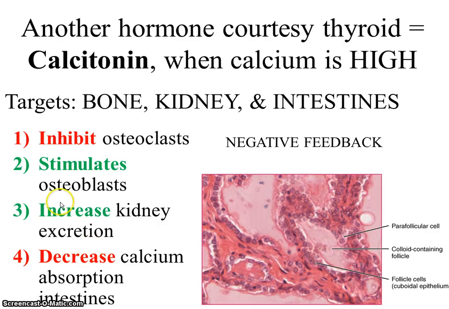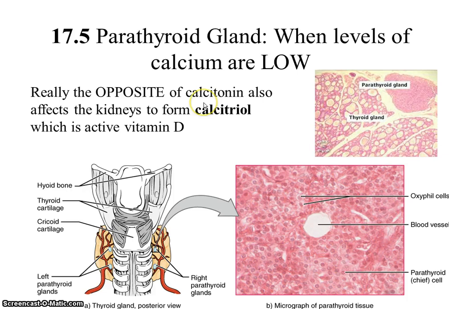So we would inhibit osteoblasts, stimulate osteoclasts, decrease kidney excretion, increase calcium absorption. And then we also say that it targets the kidneys to make active vitamin D. This is important because vitamin D, once it's activated, will help with our absorption of dietary calcium. I didn't ask students to identify these cells specifically in the parathyroid. I just said you should be able to tell a parathyroid gland from the thyroid, and hopefully that's pretty easy.